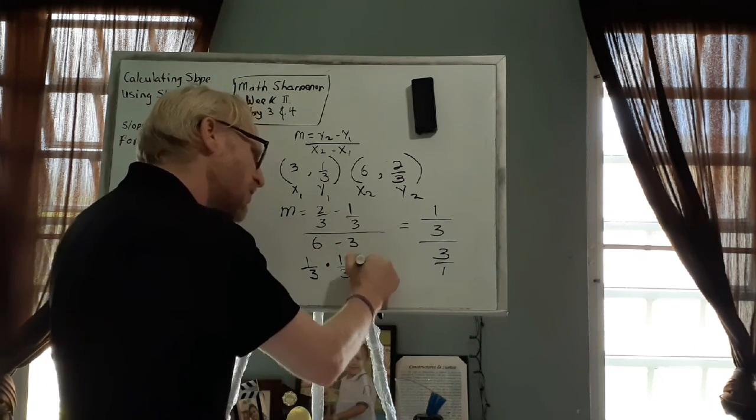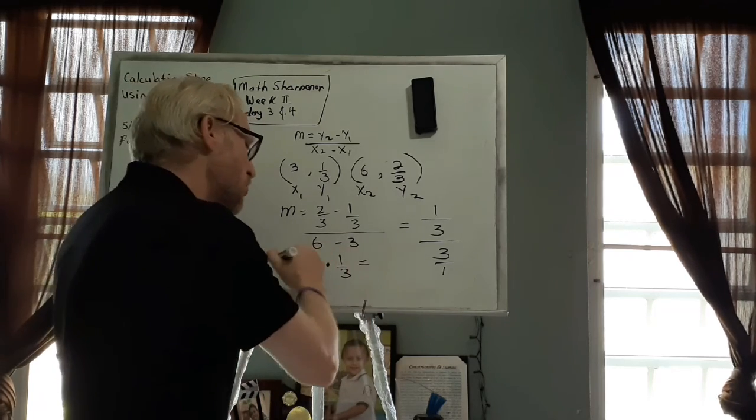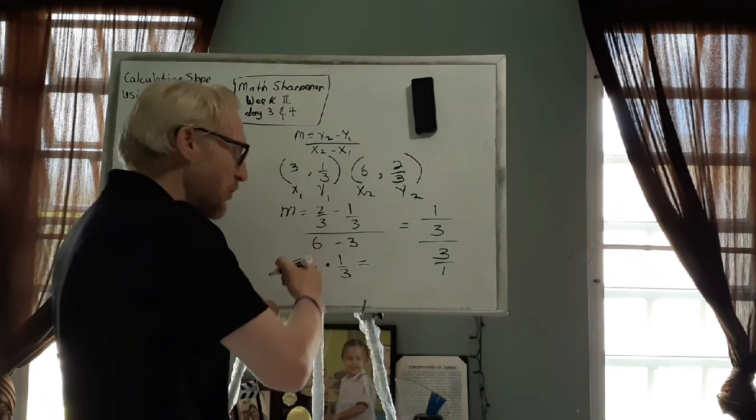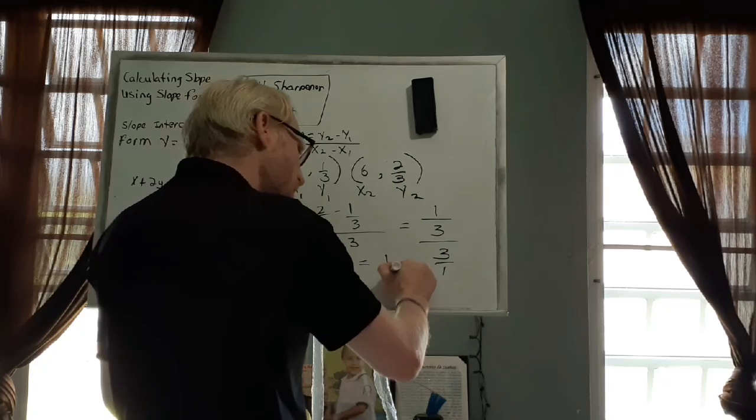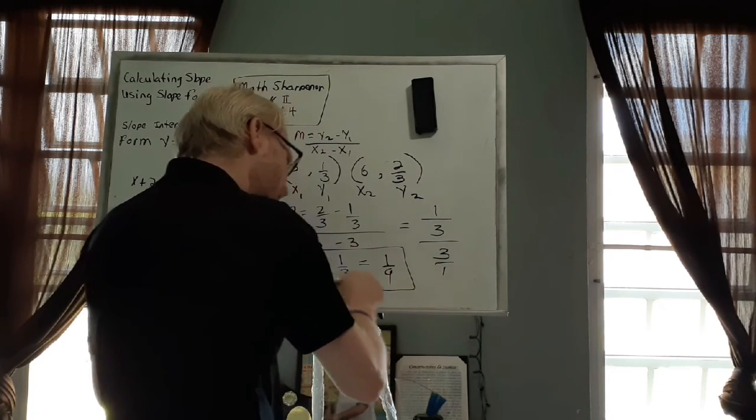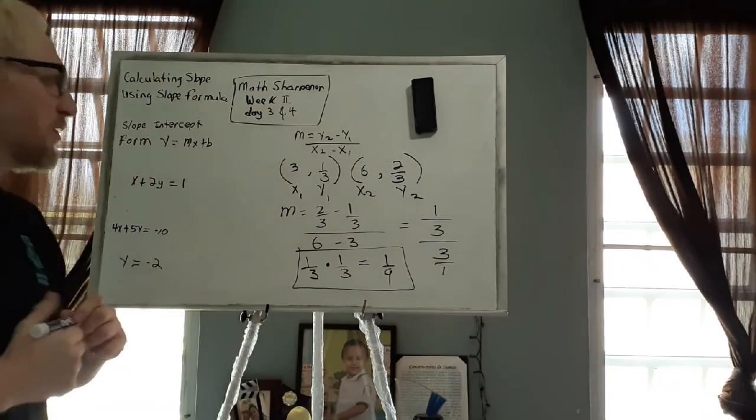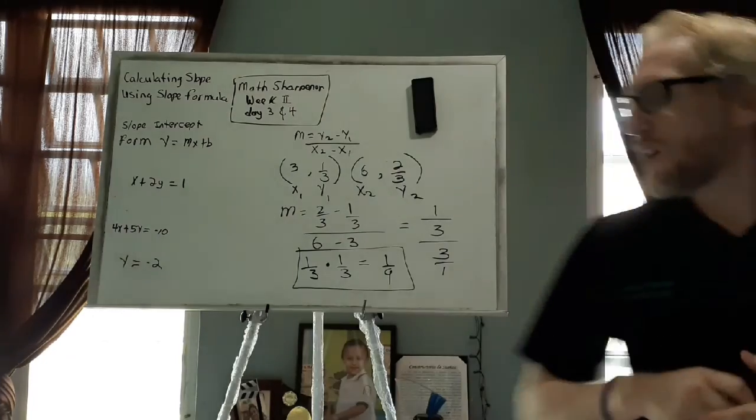And what you guys are going to do then is simply multiply your numerator times your numerator, your denominator times your denominator, and your answer is 1/9. Okay, guys, and there you go. Now, I know that seems kind of complex, but it's really simple.